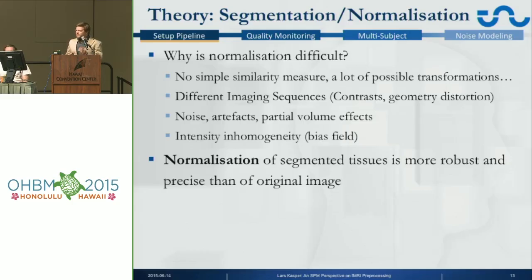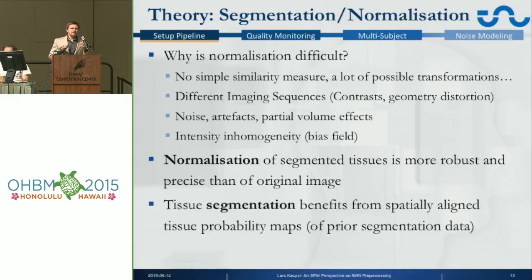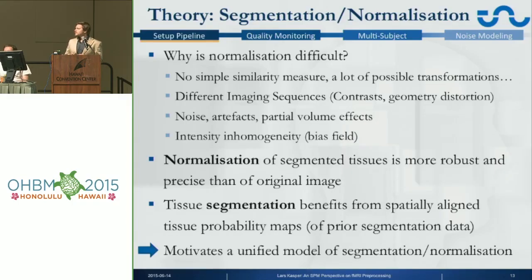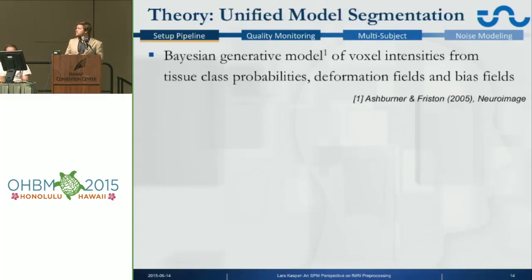So the idea of unified segmentation is that normalization would be much easier if we knew something about the tissue type of each individual voxel. So if you had a segmented image, we could normalize these individual tissues. On the other hand, if we knew where the voxel was roughly in the brain, like its anatomical region, so if we had a normalized image, segmentation would be much easier. So that motivates this unified model of segmenting and normalizing at the same time. And it's been around for 10 years now.